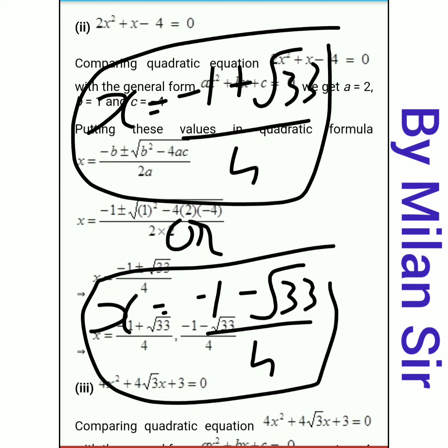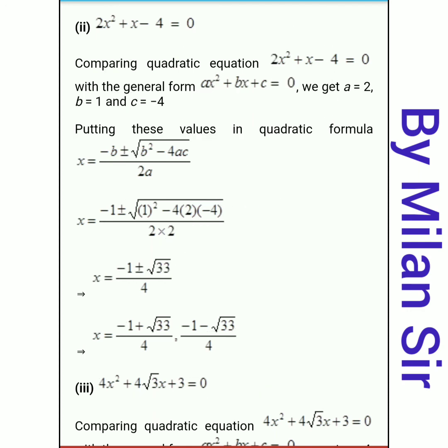We cannot do anything here. So x is equal to minus 1 plus or minus under root 33 by 4. One time plus, one time minus. This is the final answer. Okay, so these are our two roots of the equation. Otherwise we can say the solutions of the equation, otherwise zeros of the polynomial. All these three terms are the same. Okay, so this is the solution of our equation.